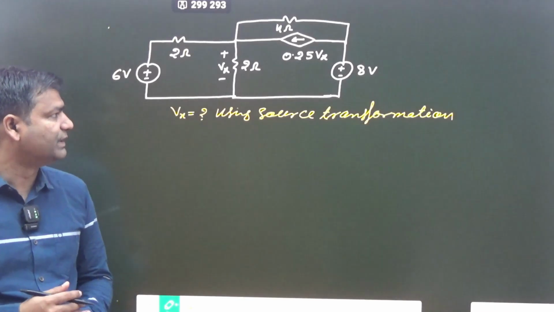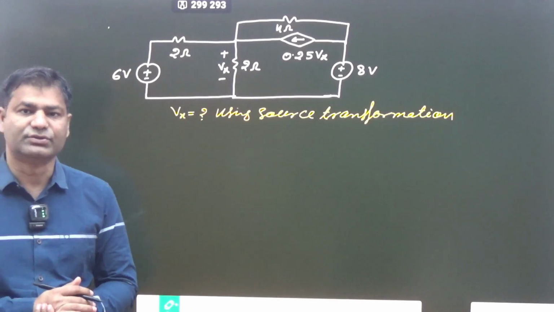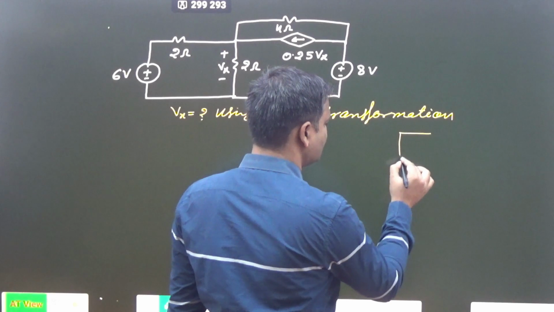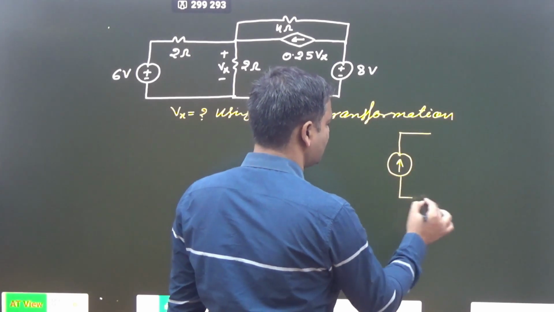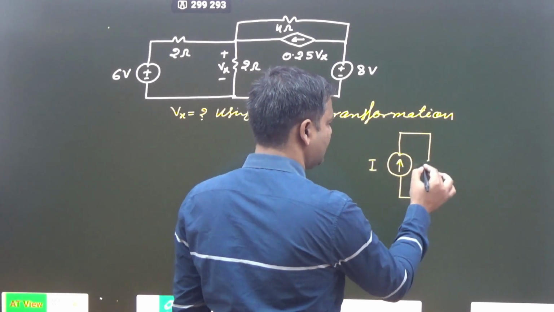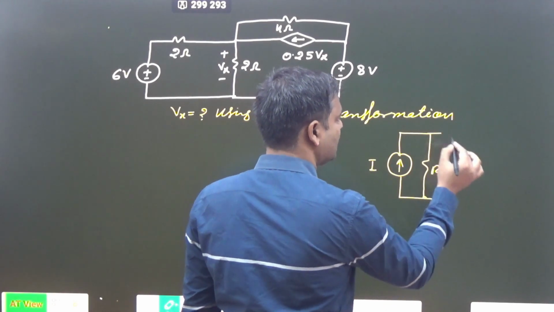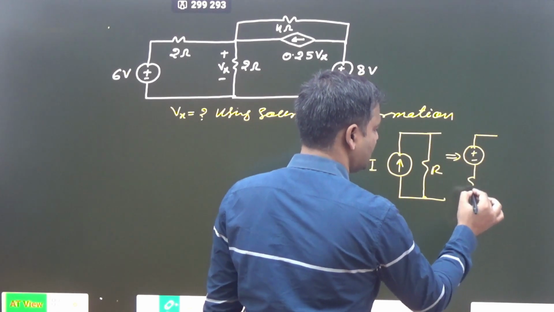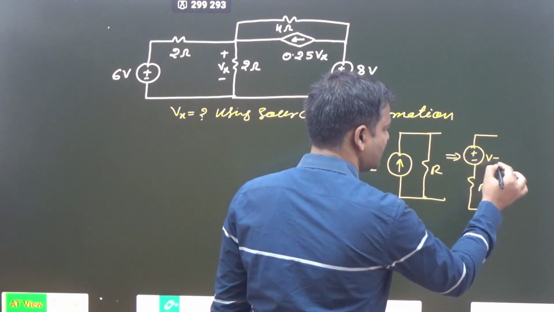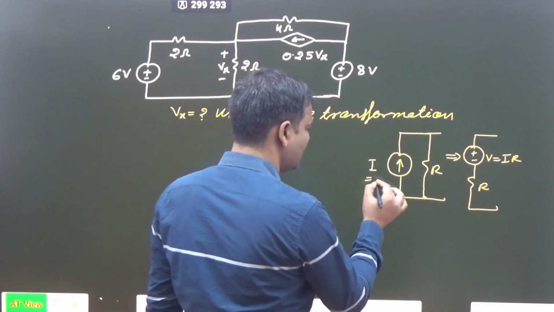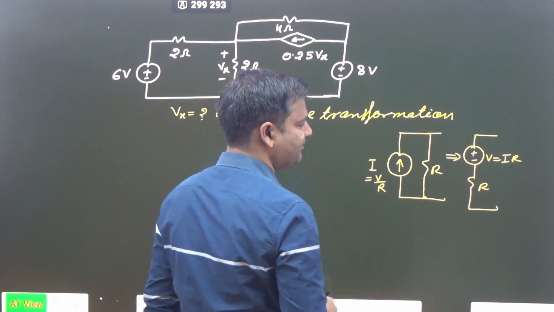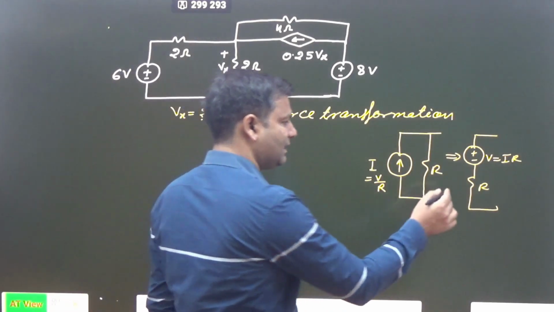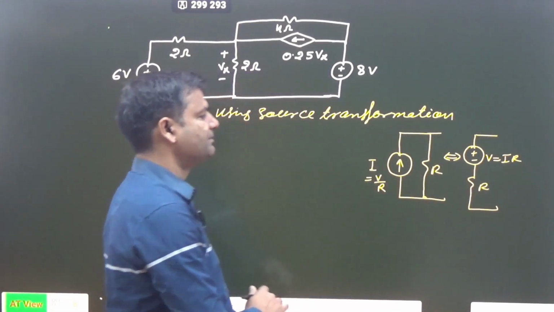Now to determine Vx using source transformation, how can we do it? First of all, simply, what about source transformation? If a current source I and a resistance R are given like that, then that is converted into a voltage source plus minus and resistance R, and V is equal to I into R. And what about I? I is equal to V by R.